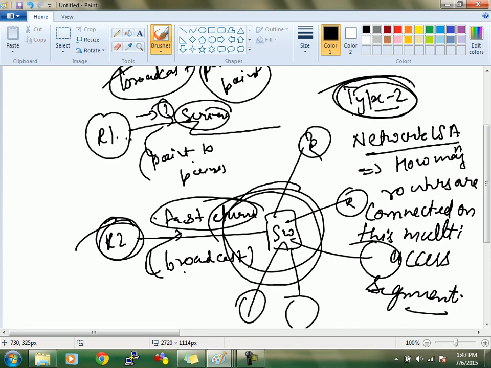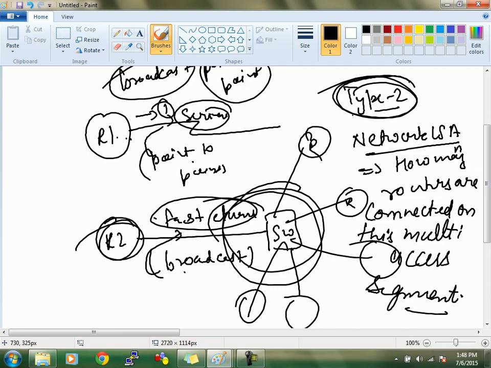Now the question is, will every router in this multi-access segment generate type 2 LSA? If every router generates it, what will happen? Every router will get the same information from 99 other routers which are connected in the same domain. Agree? Now, to resolve this problem, we have the concept of DR. First of all, we will discuss the concept of DR. What is DR?